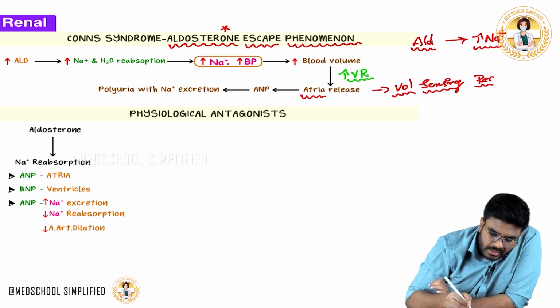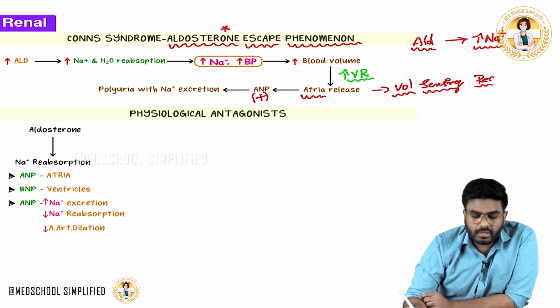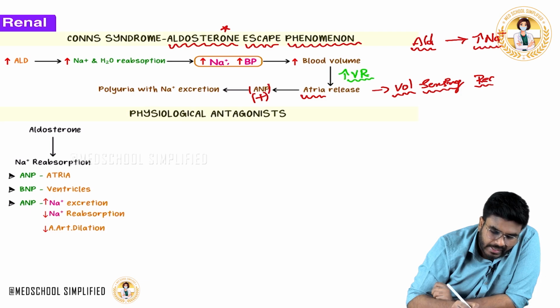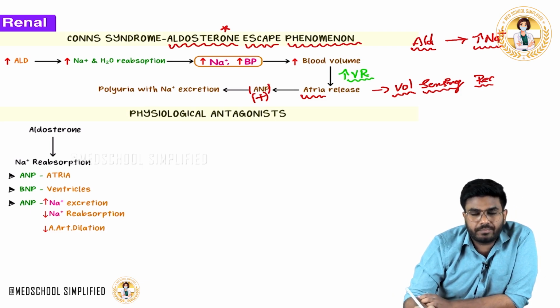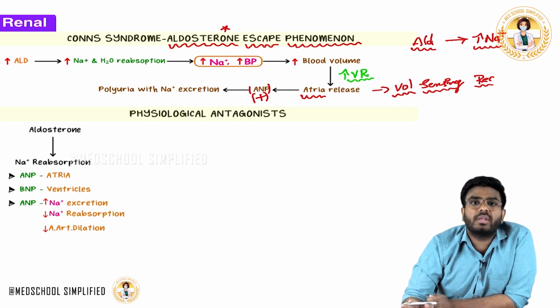But for now, the atria are going to release a substance called atrial natriuretic peptide. What will this atrial natriuretic peptide do? In the name itself, atrial natriuretic peptide is produced from the atria. What they are doing is natriuresis. Natriuresis means sodium loss in the urine.